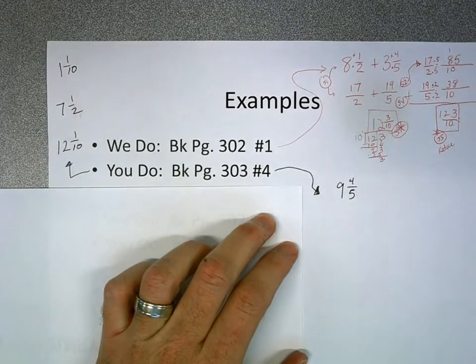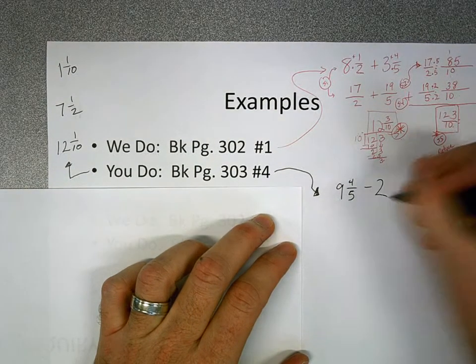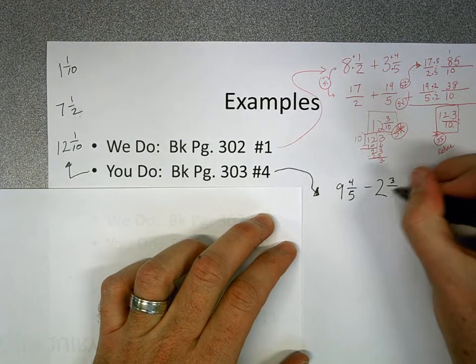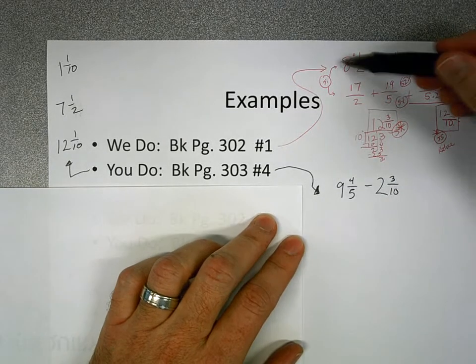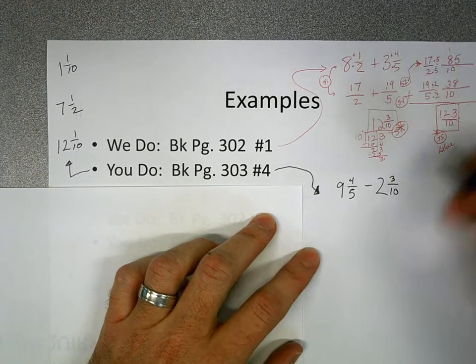Okay, minus 2 and 3/10. Okay, here we go. Step 1. Okay, looking at my notes. That's right. We're converting it to improper fractions.